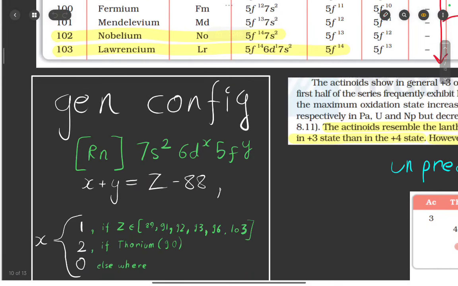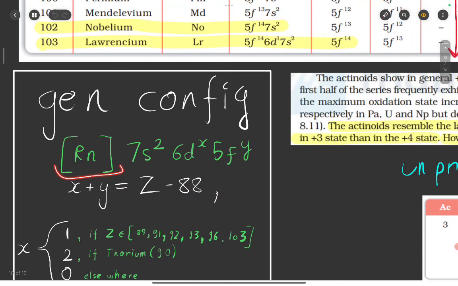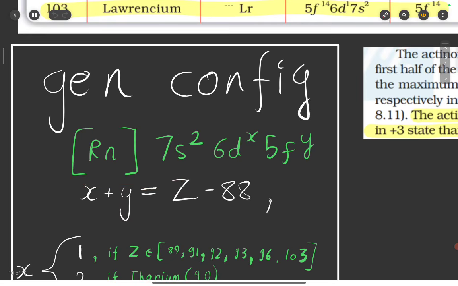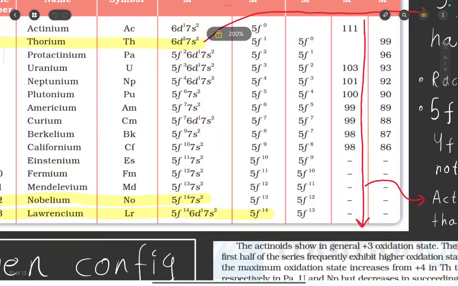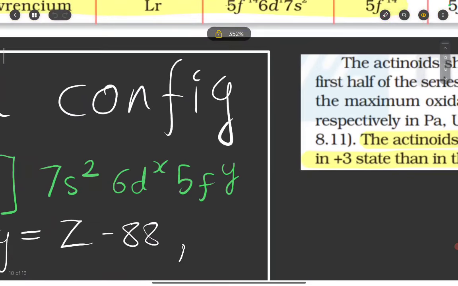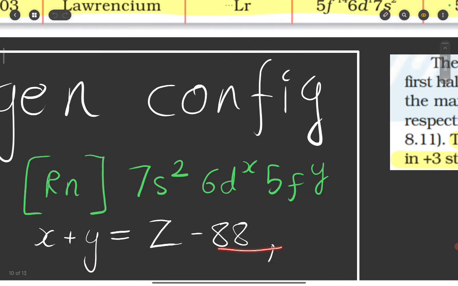Now the general configuration is the configuration of radon with 7s2. So this makes a total of 88 electrons. Like for lanthanoids, we had the value of this constant to be 56, but for actinoids this is 88, thanks to radon plus the two 7s electrons. You can see there is no deviation observed. There are always two 7s electrons, and that's good. And of course, the rest of the electrons go in the 6d shell and the 5f shell.